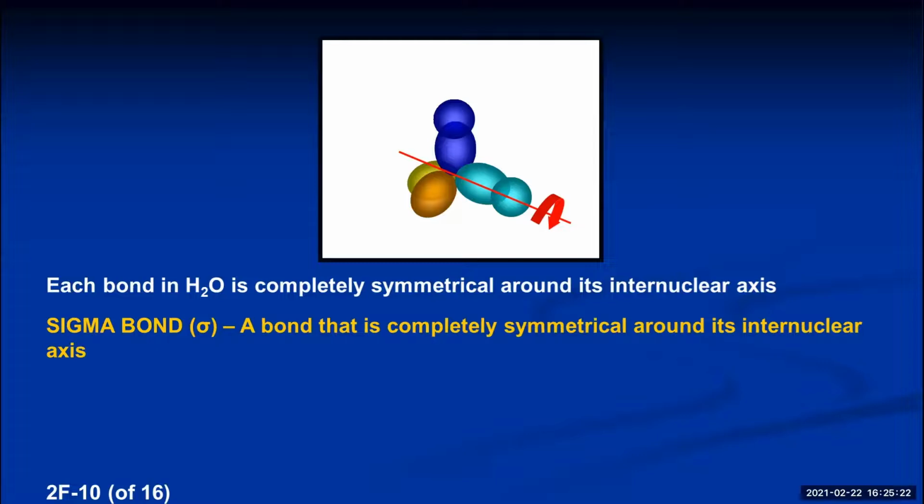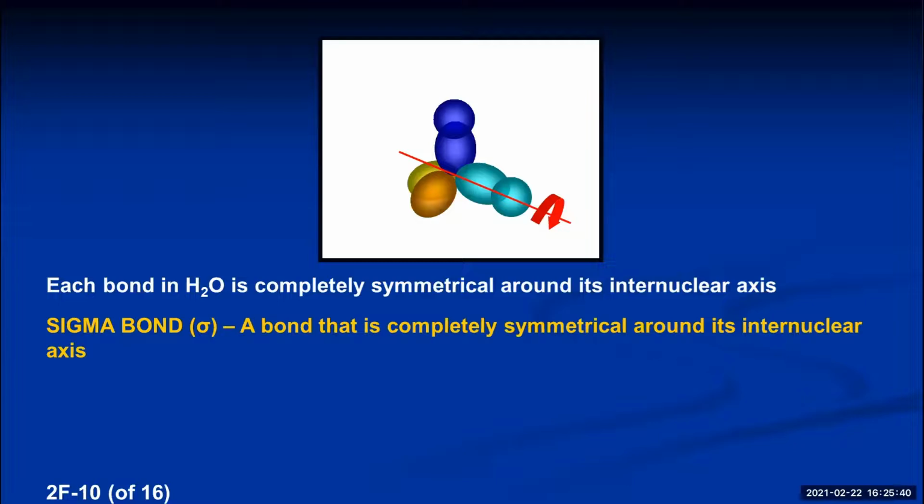The dark blue molecular orbital created on the top is also a bond. That's the bond between the O and the upper hydrogen. And if you draw an internuclear axis and imagine the dark blue orbital rotating around that red internuclear axis, it's completely symmetrical as well. So it would be considered a sigma bond also.